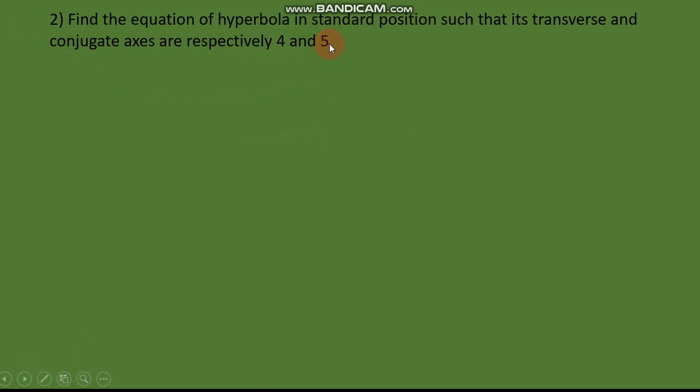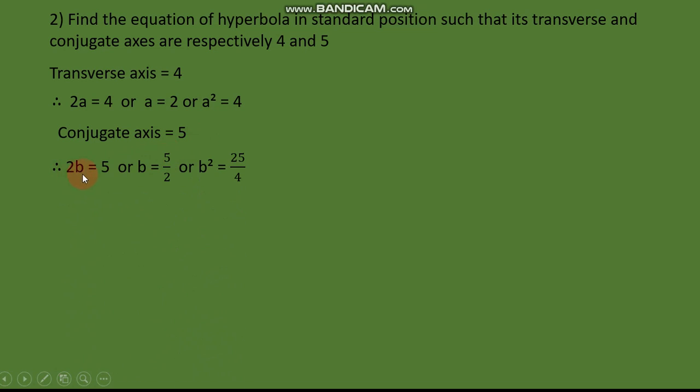Find the equation of the hyperbola in standard position such that its transverse and conjugate axes are respectively 4 and 5. Transverse axis is 4, so 2a equal to 4. So a equal to 2 and a square equal to 4. And conjugate axis is 5, that is, conjugate axis is 2b. So 2b equal to 5, b equal to 5 by 2, and b square is equal to 25 by 4.